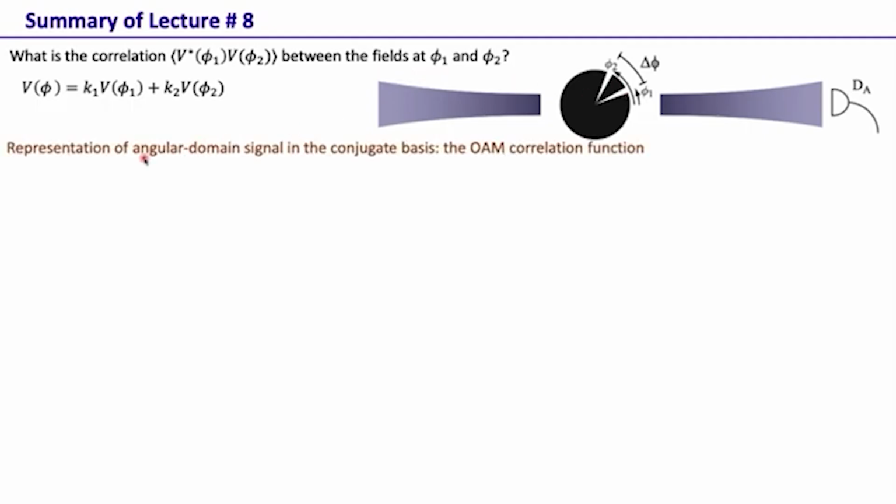In this context, we also looked at the conjugate basis representation of the angle or angular domain signal. In the case of angular position, we saw that the conjugate basis is OAM, that is orbital angular momentum.